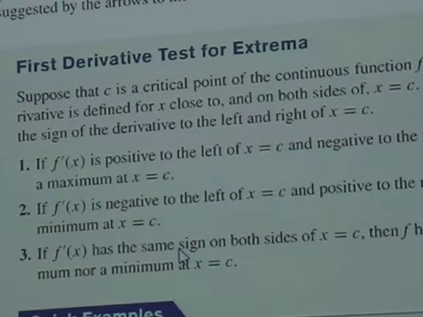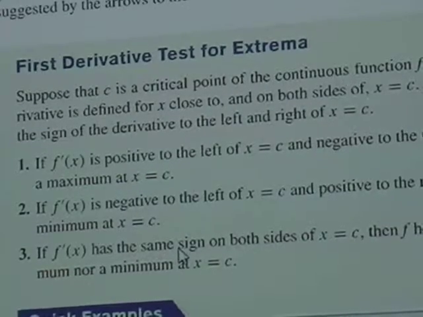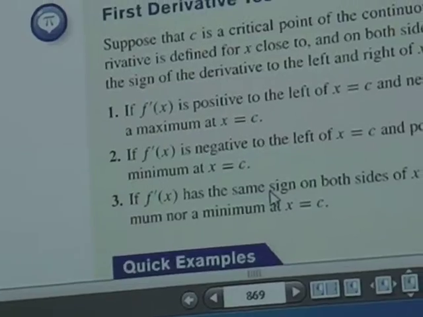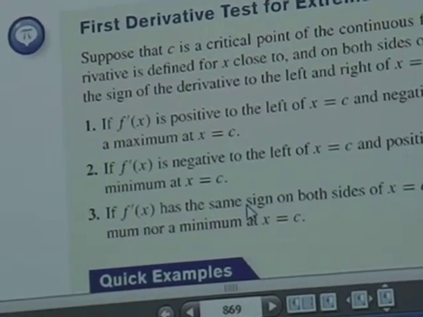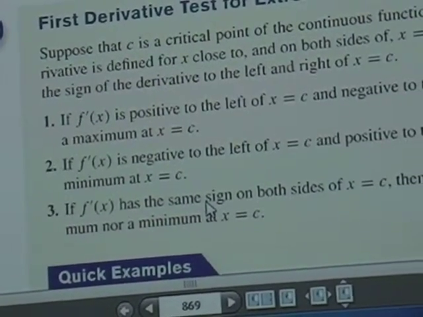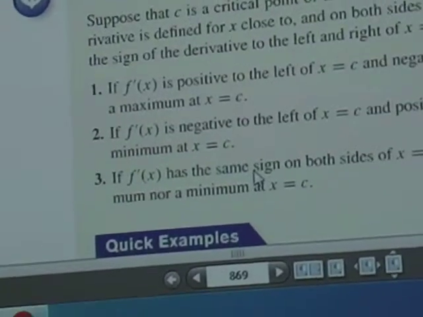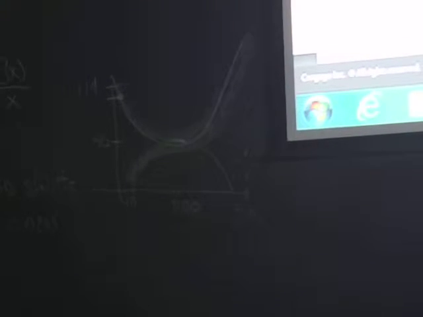Then it looks like I drew here. It's increasing, flat, increasing again. That's not a maximum and that's not a minimum. Or negative, flat, decreasing, negative again. That's also not a maximum. But so that's called the first derivative test. Any questions about that?